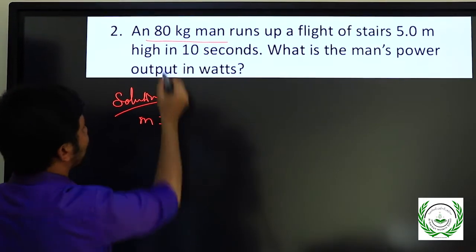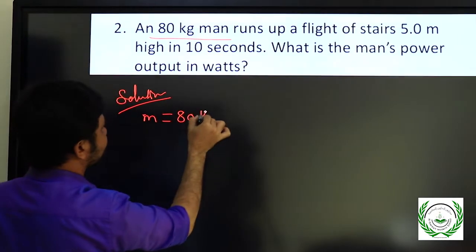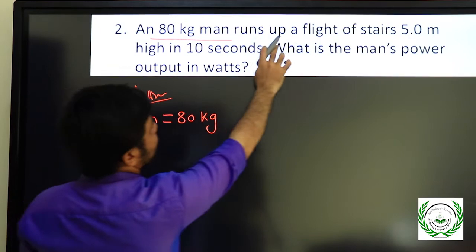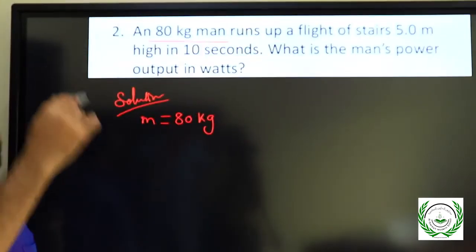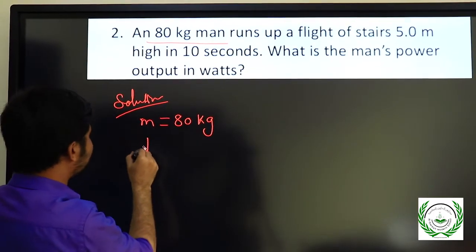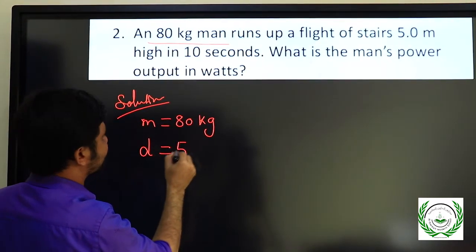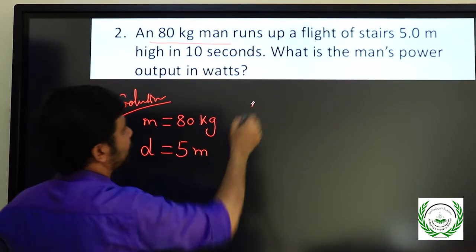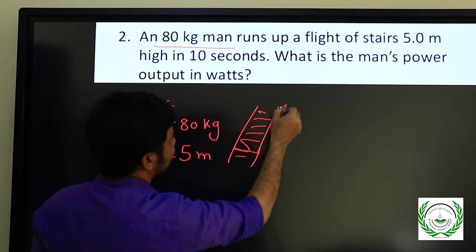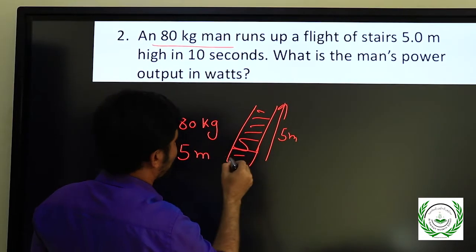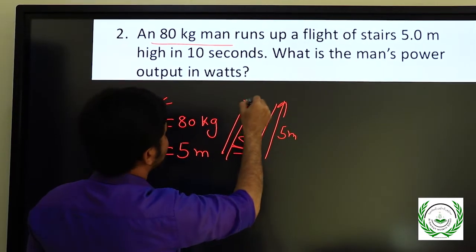Mass is how much? 80 kg. He runs up a flight of stairs, means upstairs, the first floor to the second floor. It is a height of 5 meters, which tells about the distance. You see, the stairs, it is how much? 5 meters. He traveled from here to here.